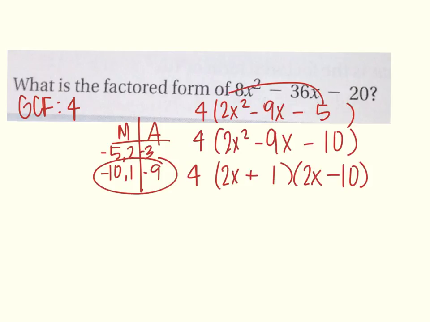Don't forget to divide the A out. So we're going to divide one of these by 2. So it must be this one. So 4, then 2x plus 1, and then x minus 5.